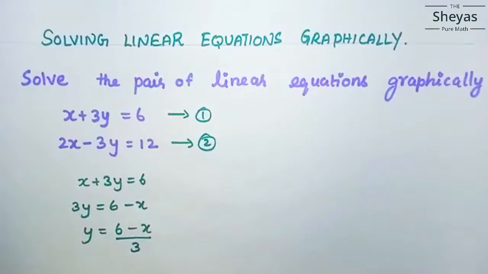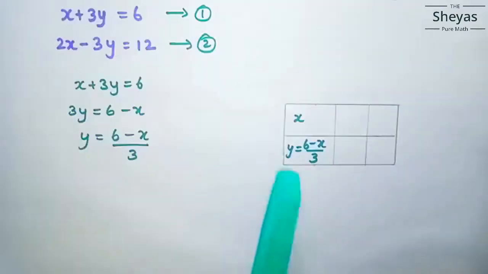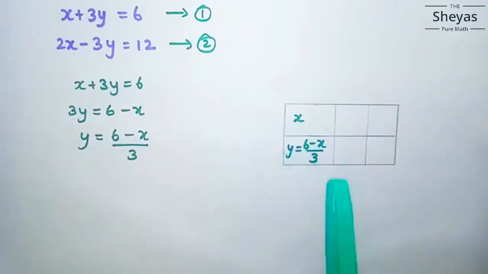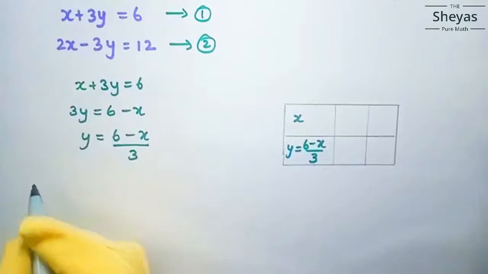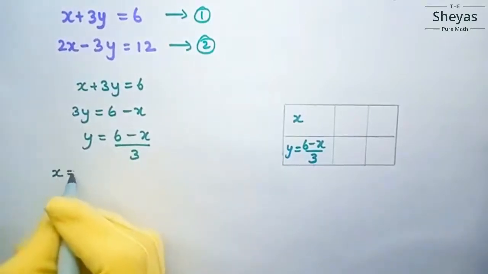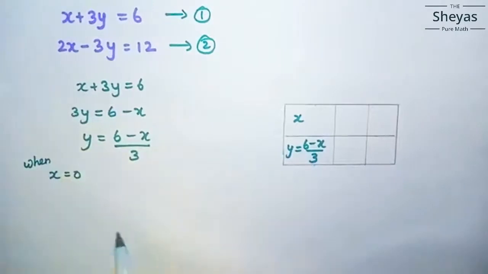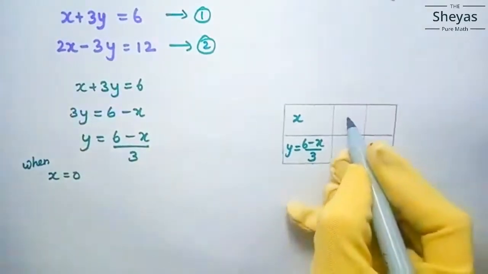Now I am going to collect some points. So now draw a table: x value, then y is equal to (6 minus x) by 3. Now I am going to take x value 0.